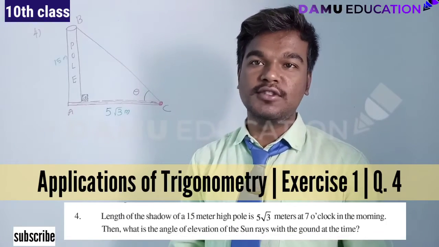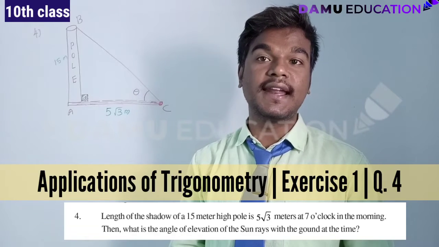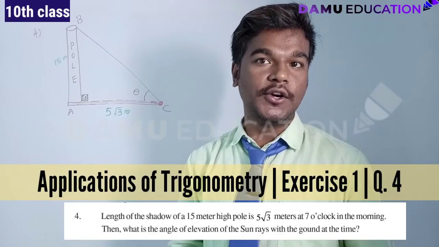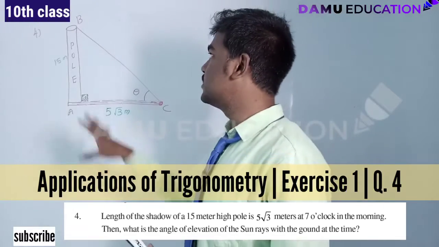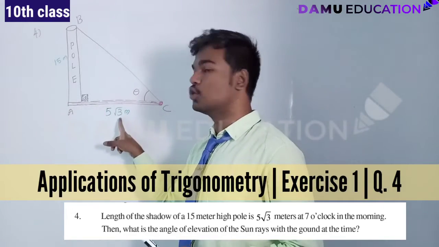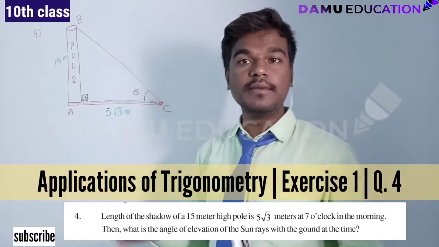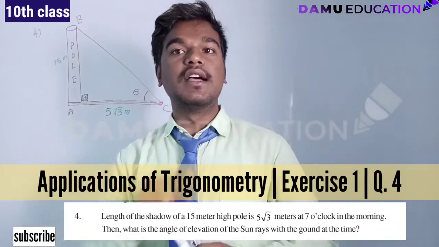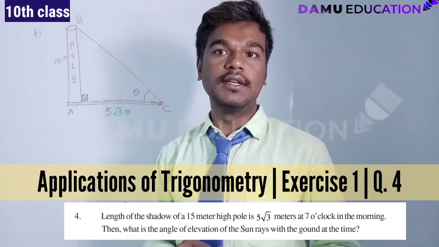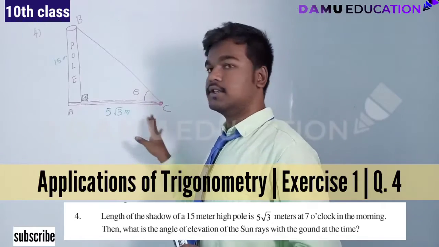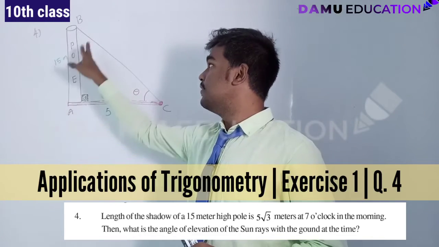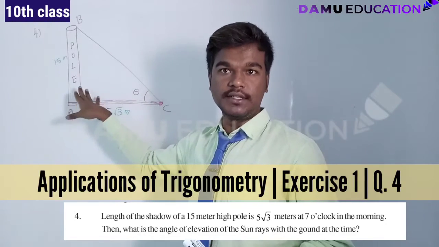So in this module, we are going to discuss our fourth question. What is it asking? Here, the length of the shadow of a 15-meter high pole is 5 root 3 meters. The length of the shadow means the shadow lies on the earth or floor. So this is 5 root 3 meters in length. What is the height of the pole? 15 meters, and this one.